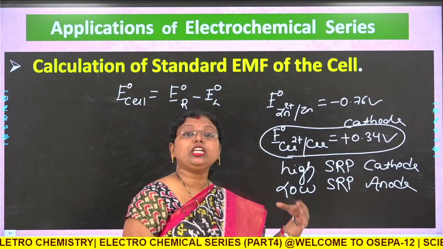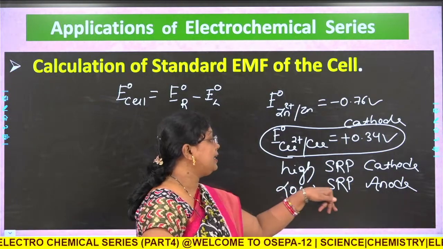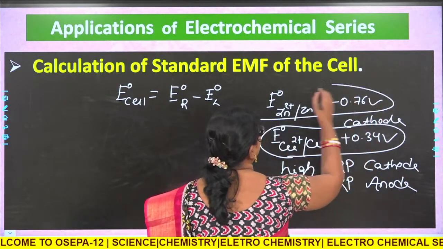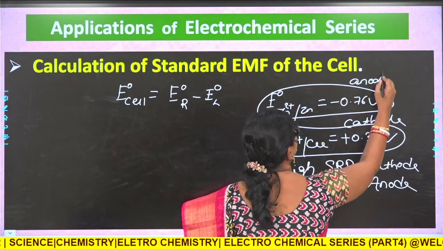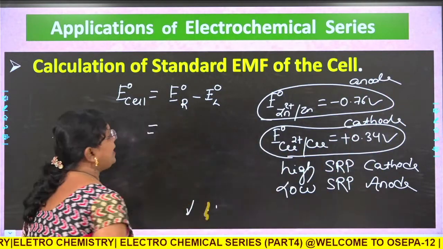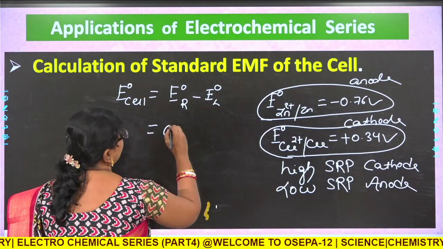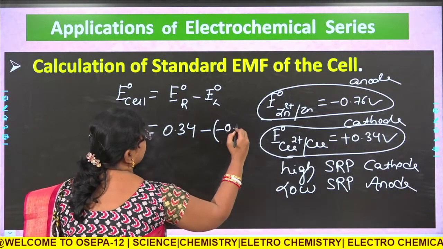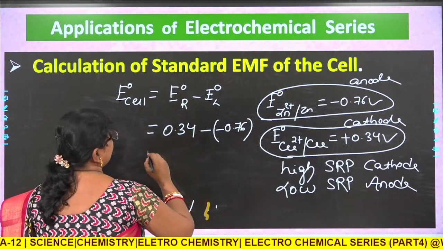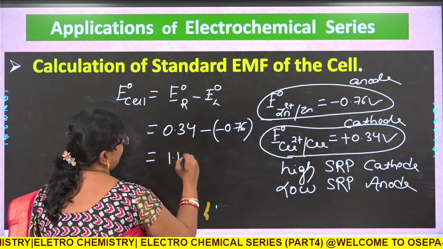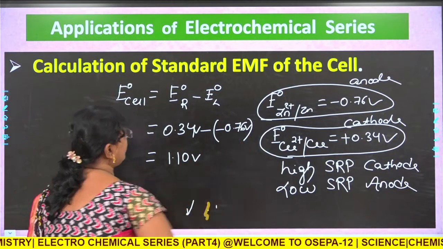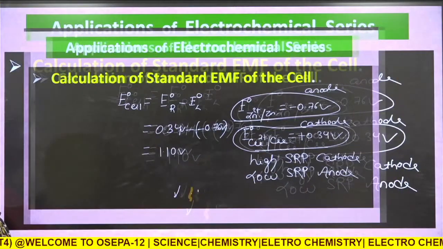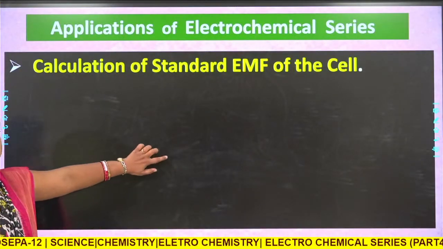Low value of standard reduction potential means it has the tendency to lose electrons. That means it has the tendency to undergo oxidation. That's why its standard reduction potential value is less. So your zinc electrode will act as anode. Then put the values. For the right hand electrode, the value of copper, and for the left hand electrode, minus 0.76, that of zinc. So you will obtain 1.10 volt. So like this you can calculate the standard cell potential or standard EMF of any cell.